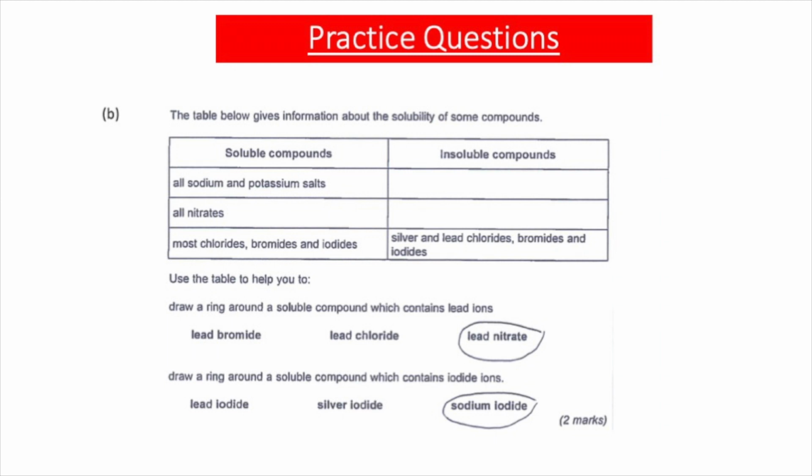Now the question says use the table to help you, and it says draw a ring round a soluble compound which contains lead ions. So this would be lead nitrate. 1 mark if you said that. And this is because all nitrates are soluble. And then it says draw a ring round a soluble compound which contains iodide ions. Now this would be sodium iodide, because as the table says all sodium salts are soluble. 1 mark for that.